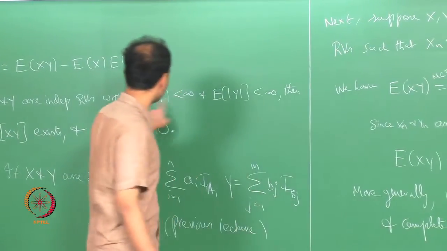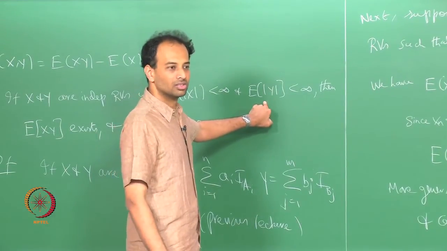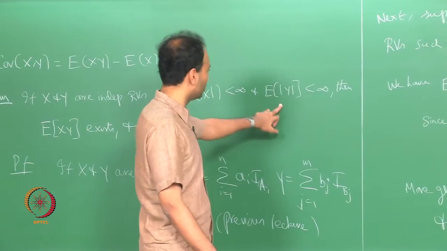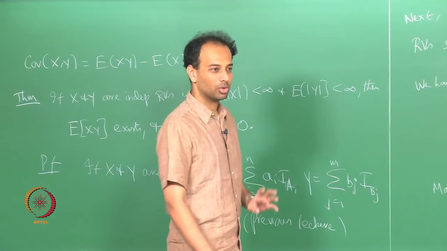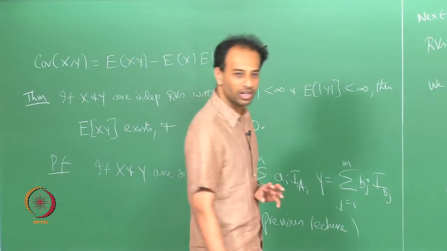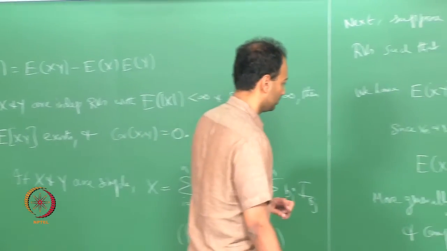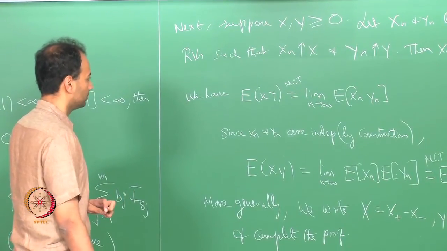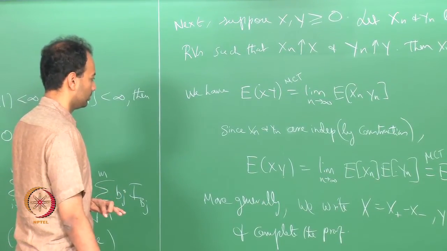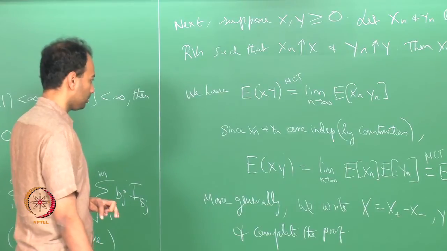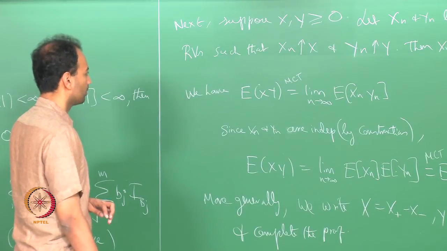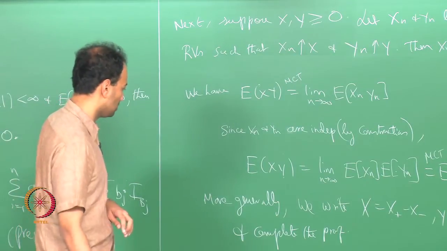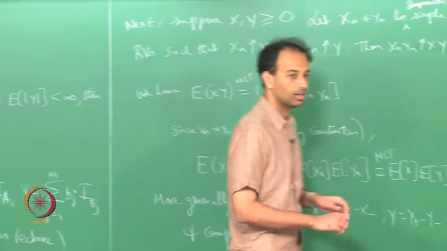That is where you have to invoke this. If this were not true, then you may have some infinity minus infinity problems. Okay, any questions?